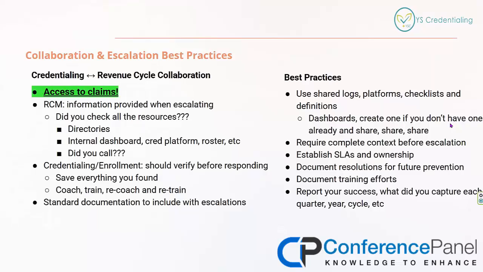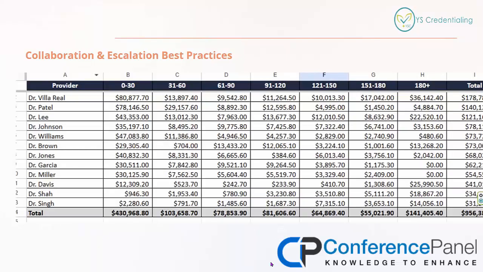RCM information provided when escalated. Did you check all the resources? Everything that we just looked at right now, did you check it? Standard documentation to include escalations, right? When you're having that difficult conversation, you have to have that backlog. You have to have the logs. Best practice, let them give you access to that claims information. Yes, it can be limited. You need all the information before you escalate. You need to establish clear ownership. Our providers should be providing quality services to our community.